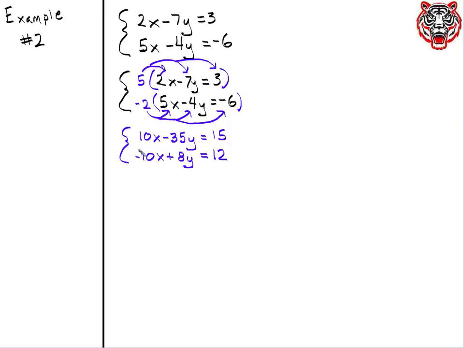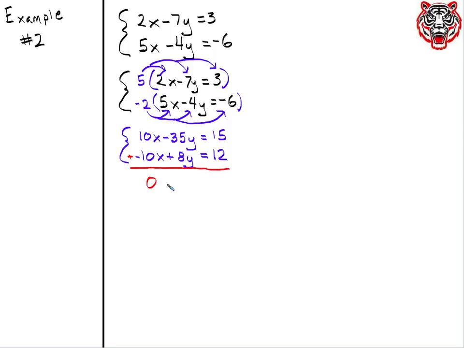All right, now I just add down. When I add down, I like adding this little plus sign here. Okay, so I'm adding straight down. I can go left to right or right to left. I'll start left this time. A 10x minus a 10x is nothing. It's 0. You can either write 0 or you can just leave it blank. And now, a negative 35 plus an 8. Negative 35y plus 8y. What is that going to be? I'll give you a second to calculate.